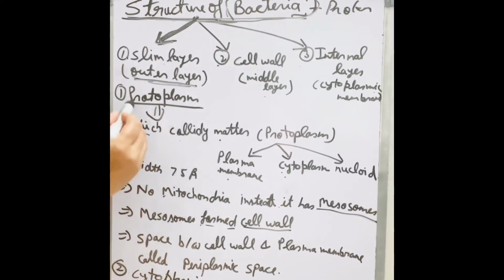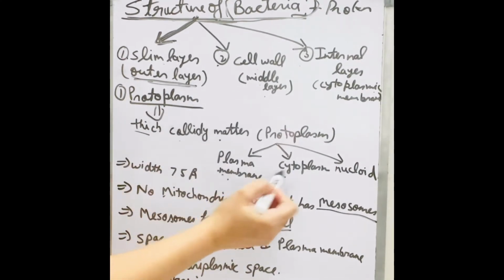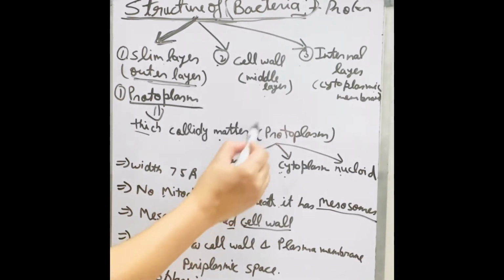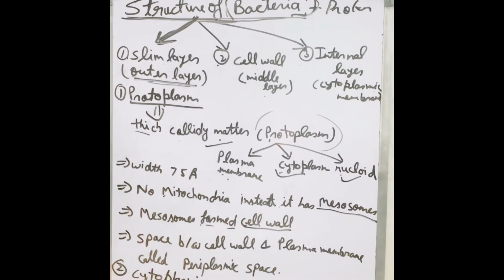So protoplasm, what is protoplasm? Protoplasm is a thick colloidal matter and it has plasma membrane, cytoplasm and nucleus. It means protoplasm consists of plasma membrane, cytoplasm and nucleoid. And the width of protoplasm is 75 angstrom.